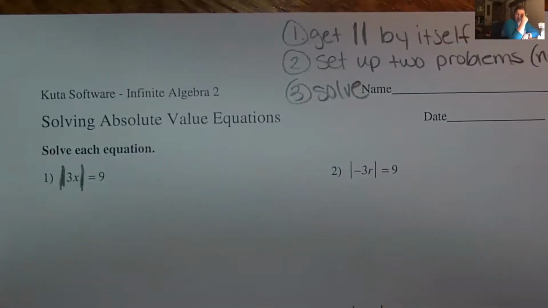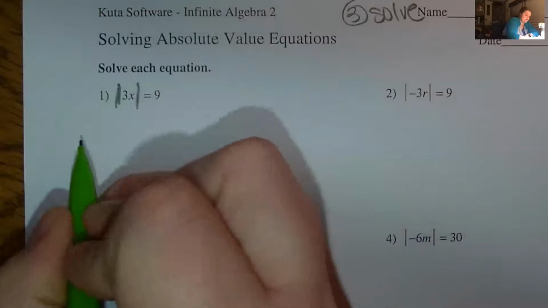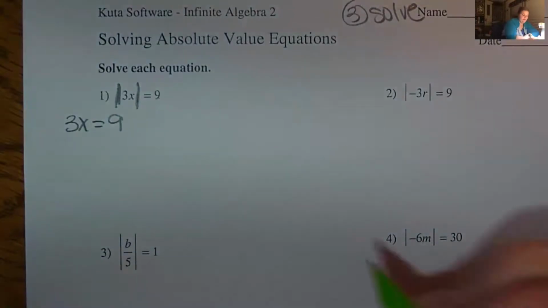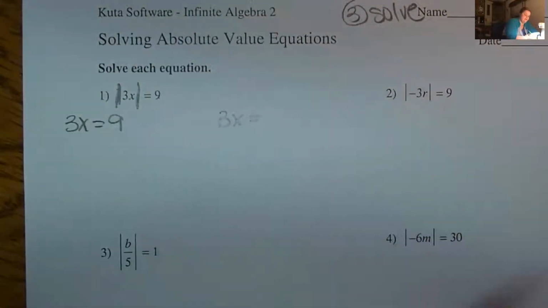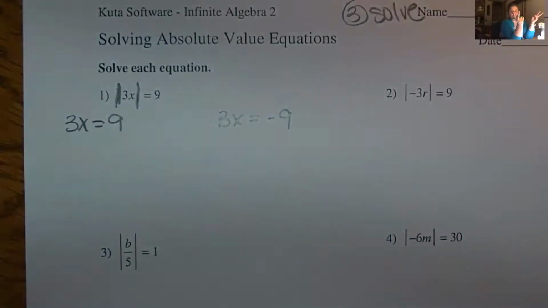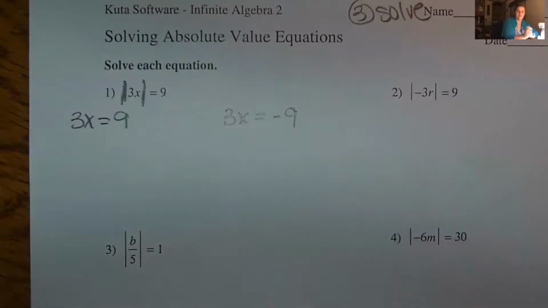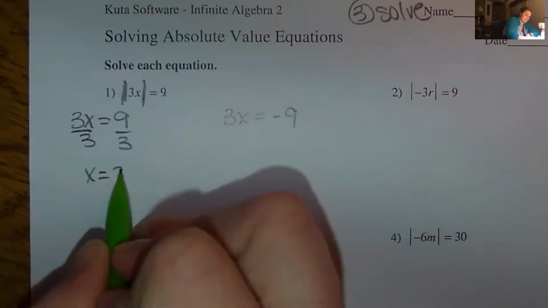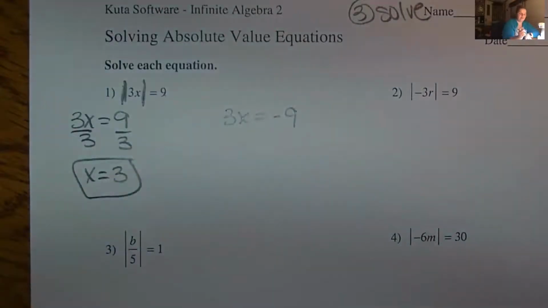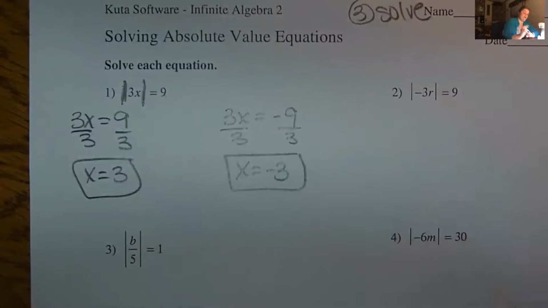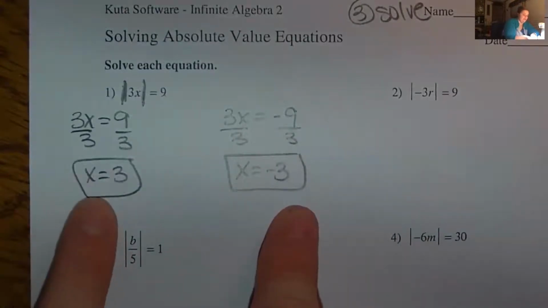Step two, set up two problems. So you take the junk in the bars, so the 3x equals the positive answer of 9. That's one of them. Then the junk in the bars equals the negative answer, because remember, we have two answers for each. Now that we have our two problems, we're just going to keep solving them. How do I undo that? I divide by 3. So x is 3. That's one of my possibilities. Divide by 3. X equals -3. So my two answers for number one could be either 3 or -3.